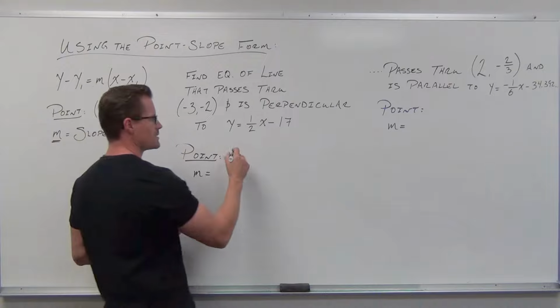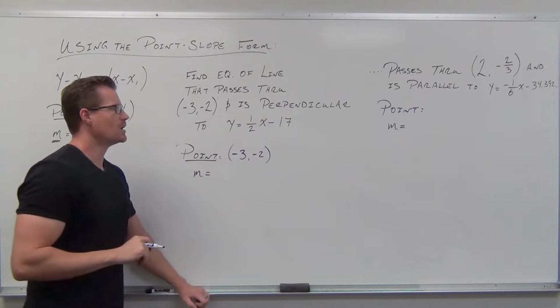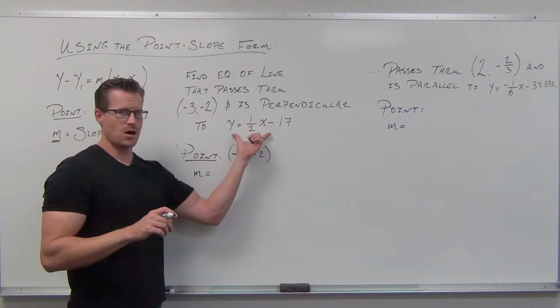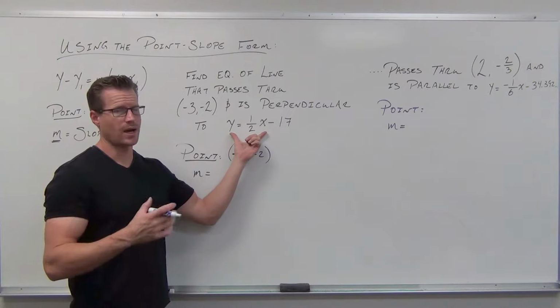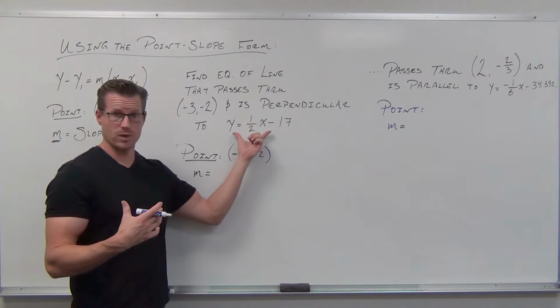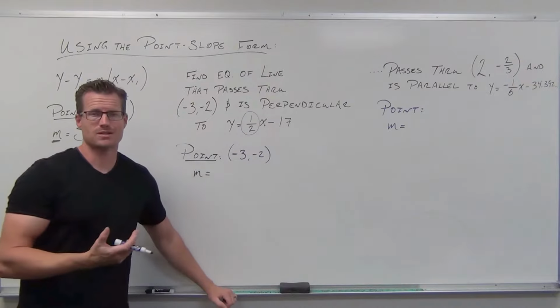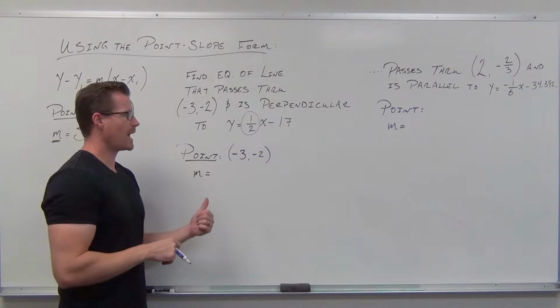So our point here is -3, -2. The slope, by the way, if that's not solved for y, your first order of business is to solve this for y. I'm not doing it here because we've already done that idea, but you would be able to solve any equation for y. And then right here, right there, you know how to find slope. You guys are getting good at it, I'm sure, if you've been practicing. So your slope is 1/2.